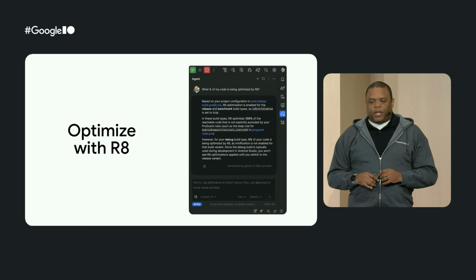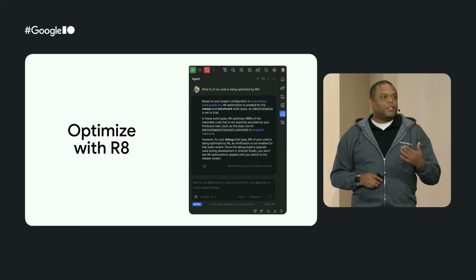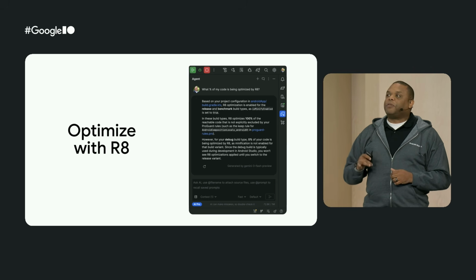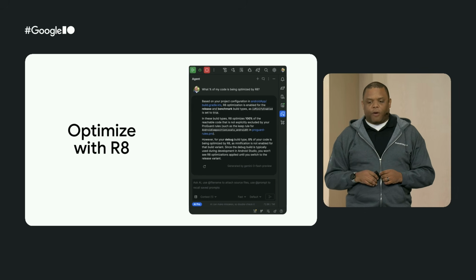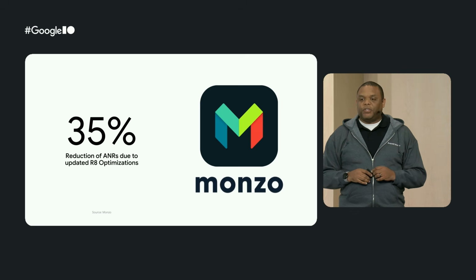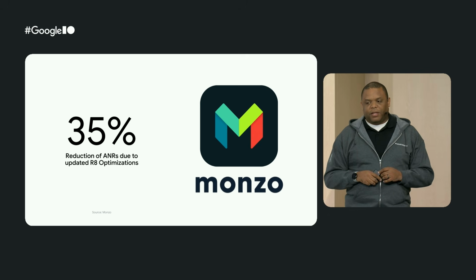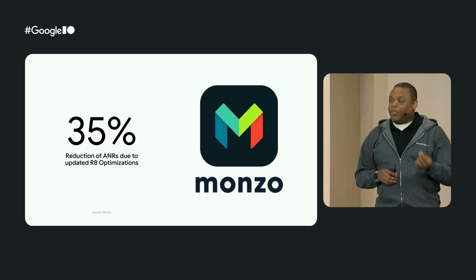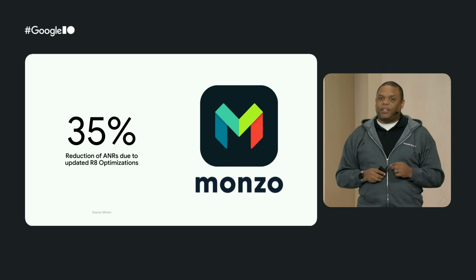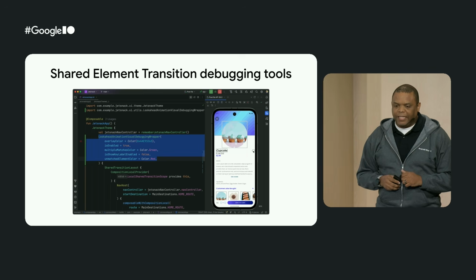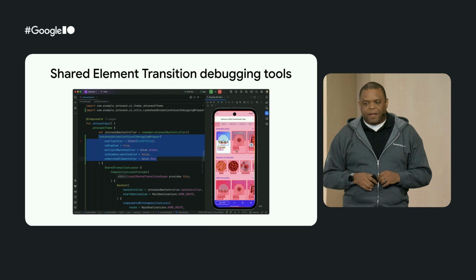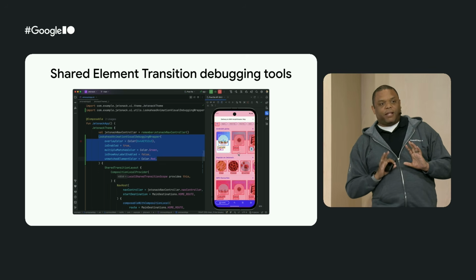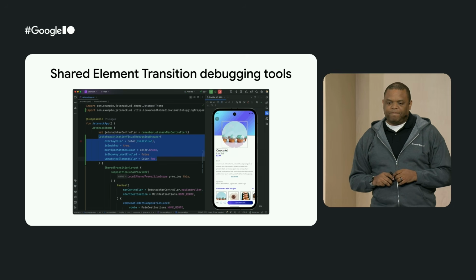With the latest version of Android Studio, we now bundle in the R8 skill. All you have to do is ask the agent in Android Studio to create and optimize R8 in your app, and that's it. The agent will then suggest code changes to make sure you have the most optimal R8 configuration. So using R8 is not just useful for obfuscating code, it also streamlines your code and reduces ANRs. For example, Moloco reduced over 35% of their ANRs just by updating their R8 configuration. And lastly, with the latest update of Jetpack Compose, we now have a new debugging mode for you to manually tweak and inspect your shared element transitions.